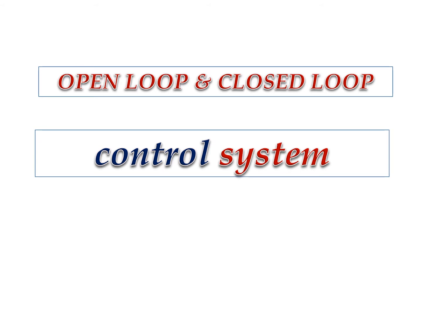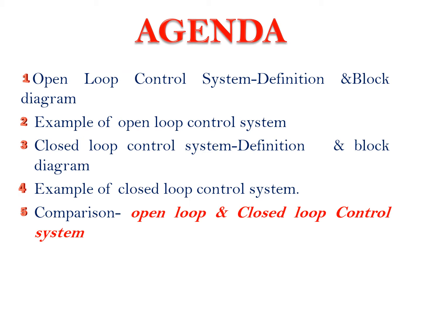Today, first of all, we go to the agenda. The first one is open loop control system, definition and block diagram. Second one, example of open loop control system. Third one, closed loop control system, definition and block diagram. Fourth one, example of closed loop control system. And fifth one, comparison between open loop and closed loop control system. Let's guys go ahead and start the session.